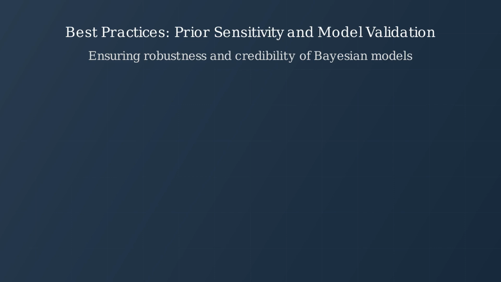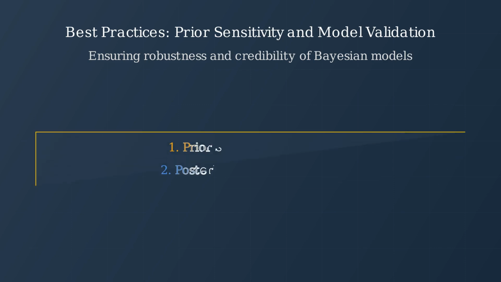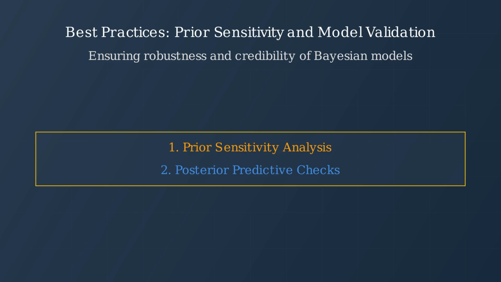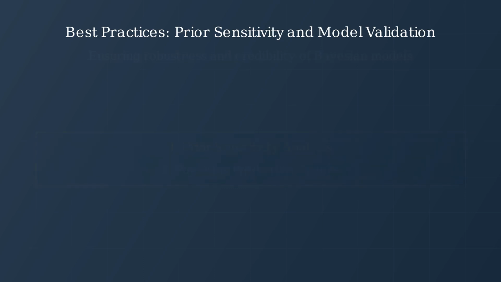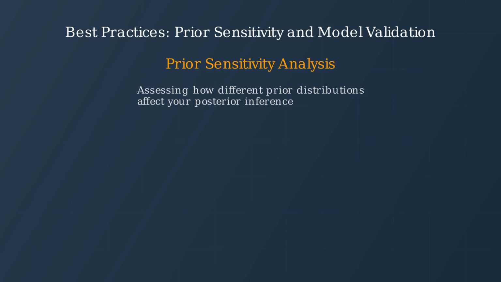In Bayesian modeling, validating your models properly is crucial for ensuring robust and credible results. We'll focus on 2 essential validation practices: prior sensitivity analysis and posterior predictive checks. Prior sensitivity analysis examines how your choice of prior distributions affects the posterior inference. This is essential for understanding the robustness of your model.